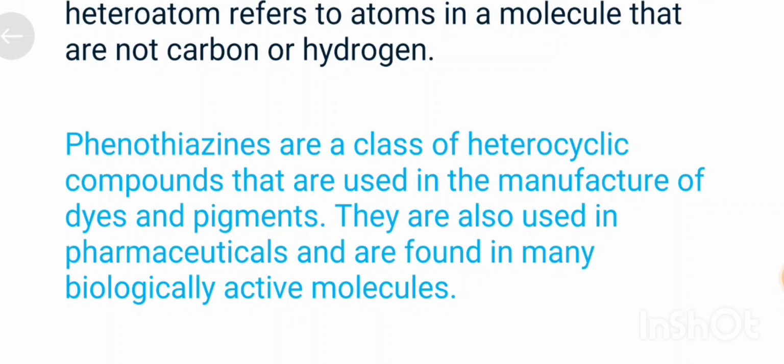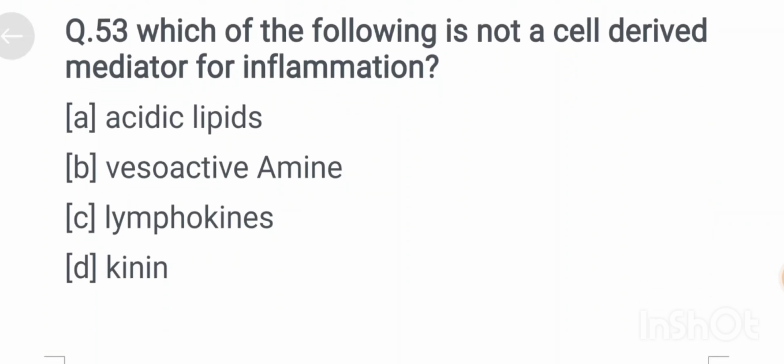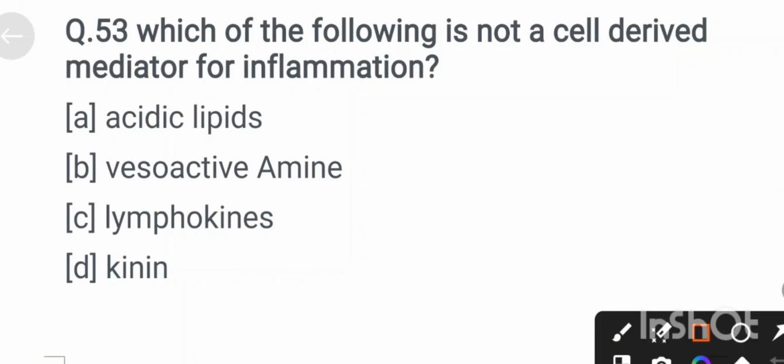Next question. Which of the following is not a cell-derived mediator for inflammation? Option A, acidic lipid. Option B, vasoactive amine. Option C, lymphokines. Option D, kinin. Correct answer is option D.